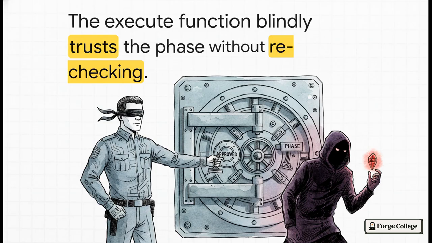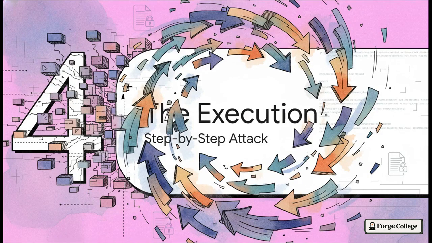The core problem is that the execute function totally trusts whatever phase was previously written. It doesn't recheck the phase, it doesn't verify the caller, nothing. It is a massive functional dependency just sitting there waiting to be exploited. All right, the files are in place, the simulation is rigged.